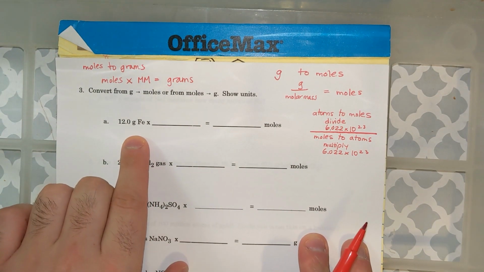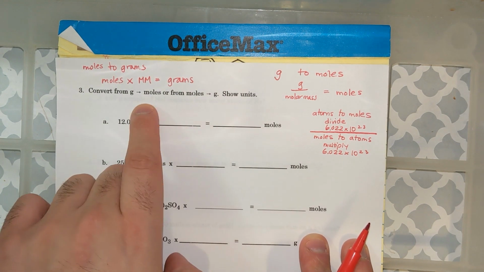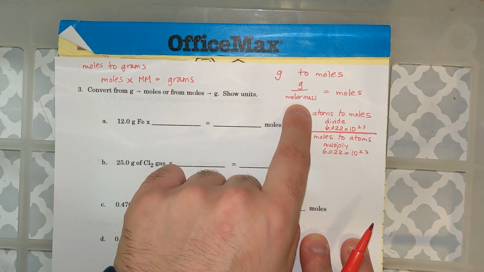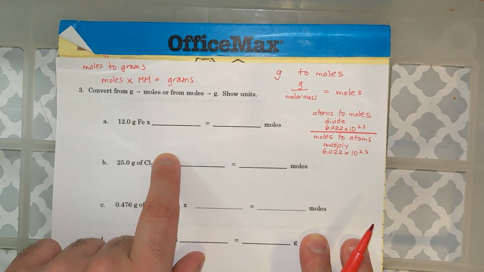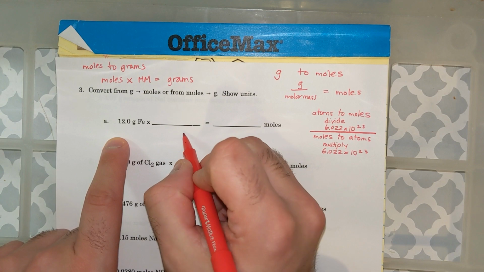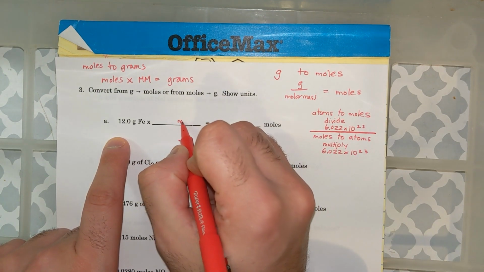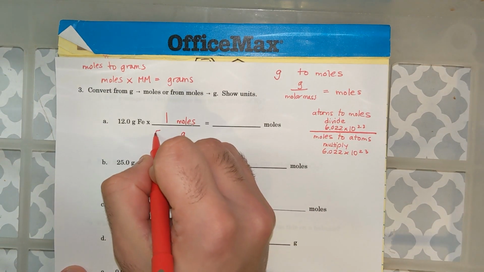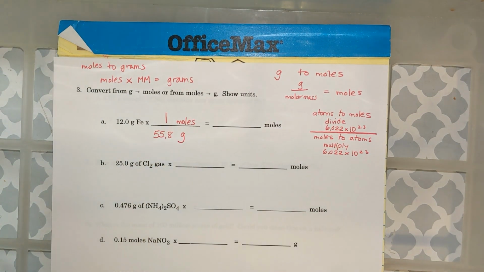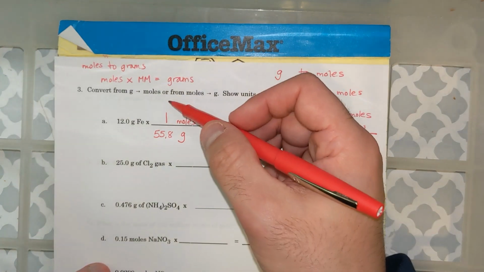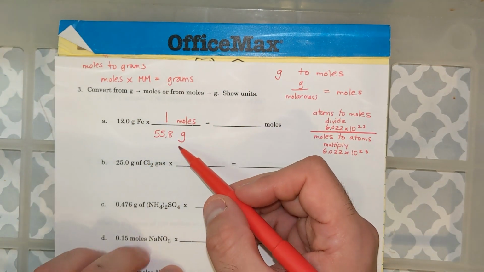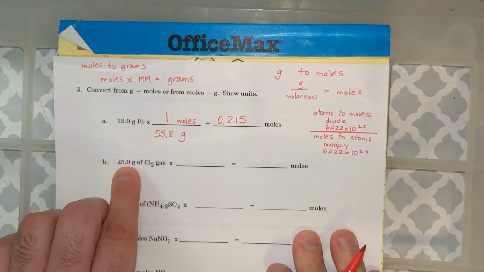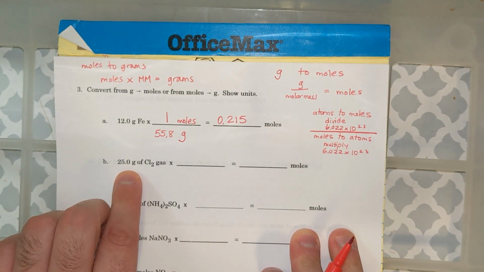So in the first question, I have 12 grams of iron. If I want to go to moles, I have to divide by the molar mass. So grams to moles, I need to divide by the molar mass, or I'm going to do 1 mole over the molar mass. If I'm doing dimensional analysis, I'm going to have grams here and moles up here. If I look on the periodic table, the molar mass of iron is approximately 55.8 grams. That's going to be 1 mole. So if I take my 12 grams, I divide by 55.8, I get 0.215 moles.